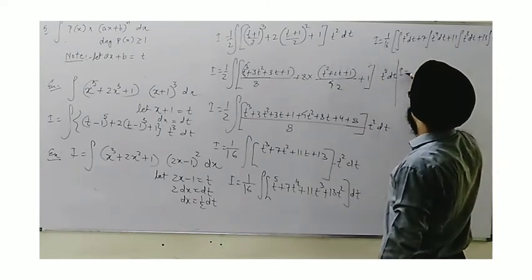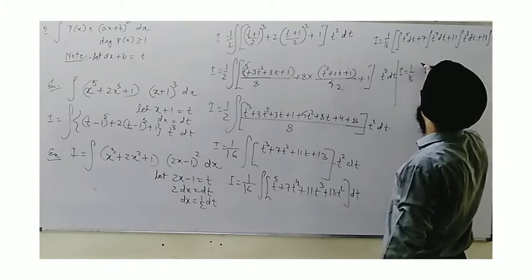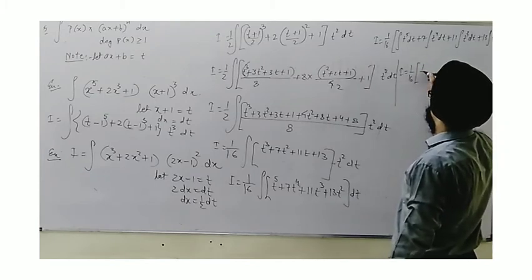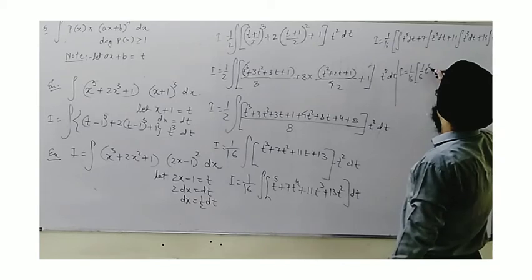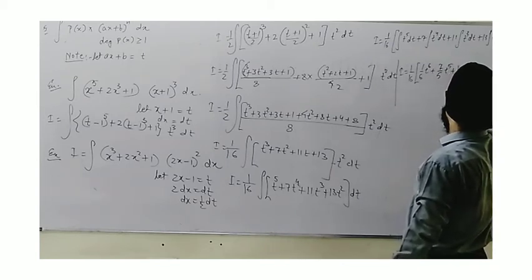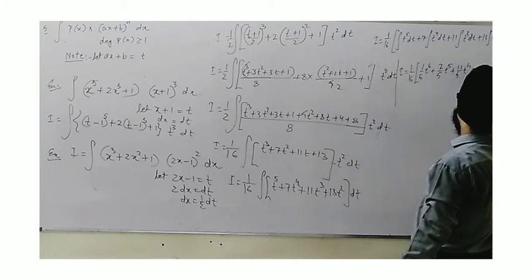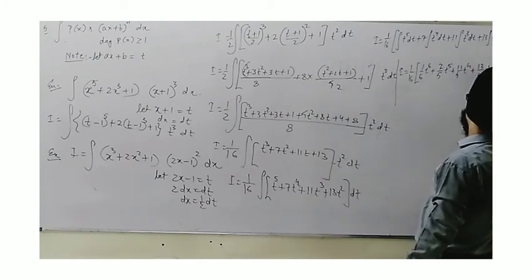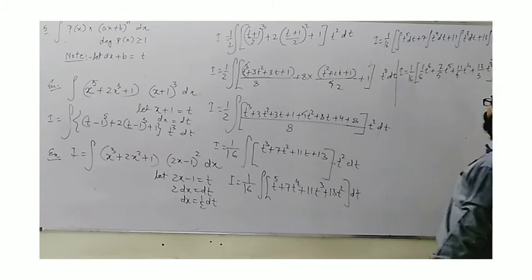Now the value of I comes as 1 by 16 times: the first term we get as 1 upon 7 t to the power 7, the second will be 7 upon 6 t raised to the power 6, plus 11 upon 5 t raised to the power 5, plus 13 upon 4 t raised to the power 4. And the whole I we can write directly as plus c.